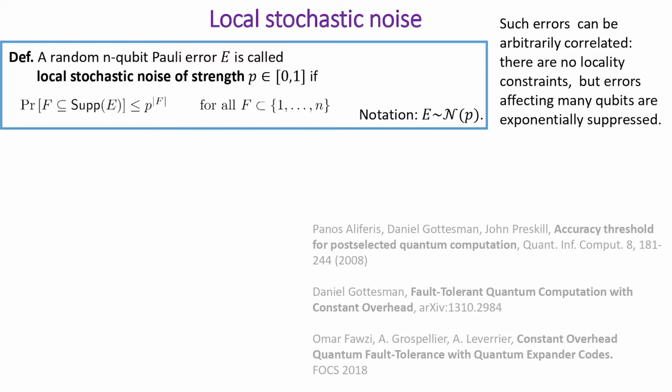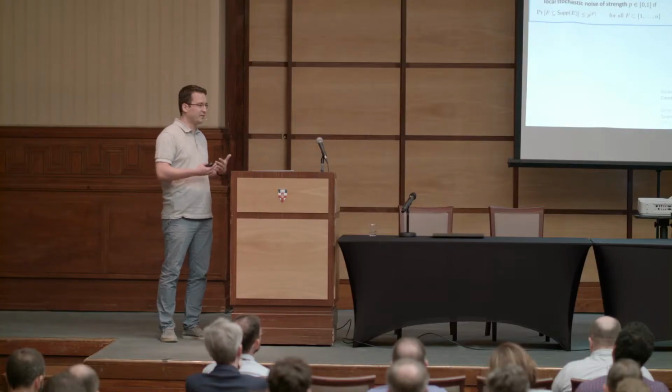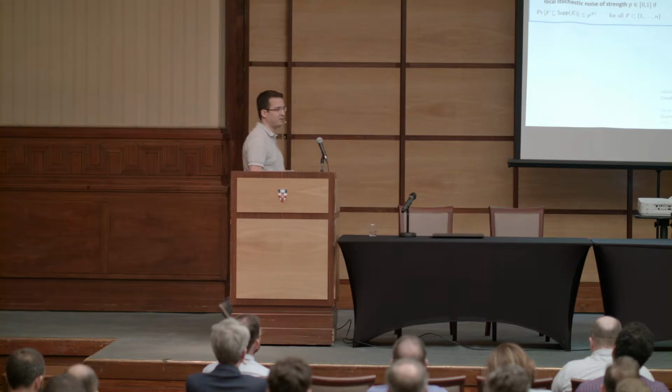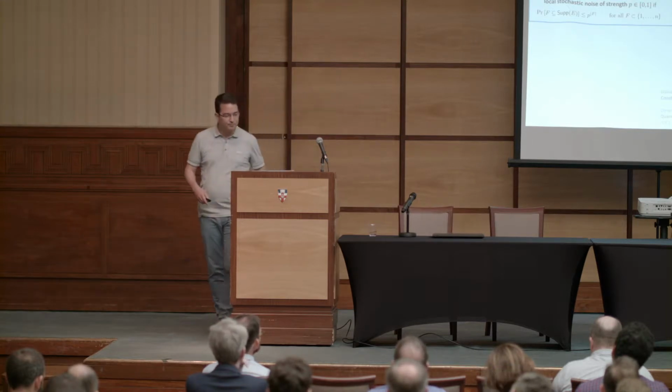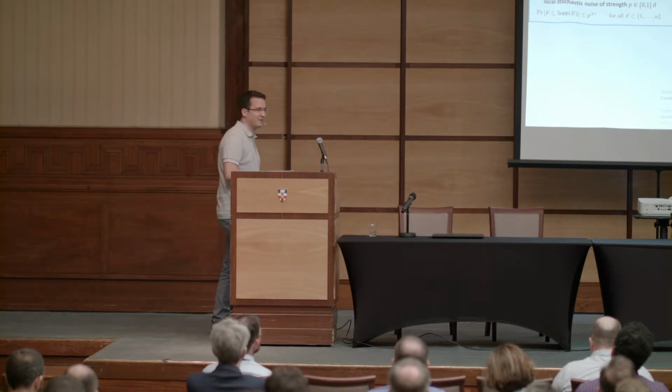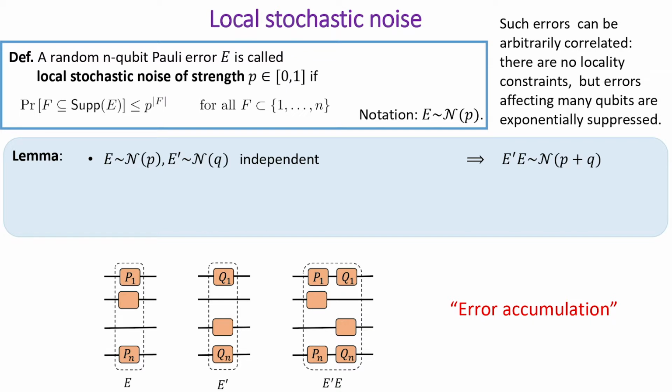So there's a single parameter which characterizes the strength of this noise, so we will use this notation here. And the nice thing about this noise model is that these errors can be arbitrarily correlated. We're not assuming that we have IID noise on every qubit, for example. The other nice thing about this definition is that you can actually work with it. It's general, but not too general in some sense.